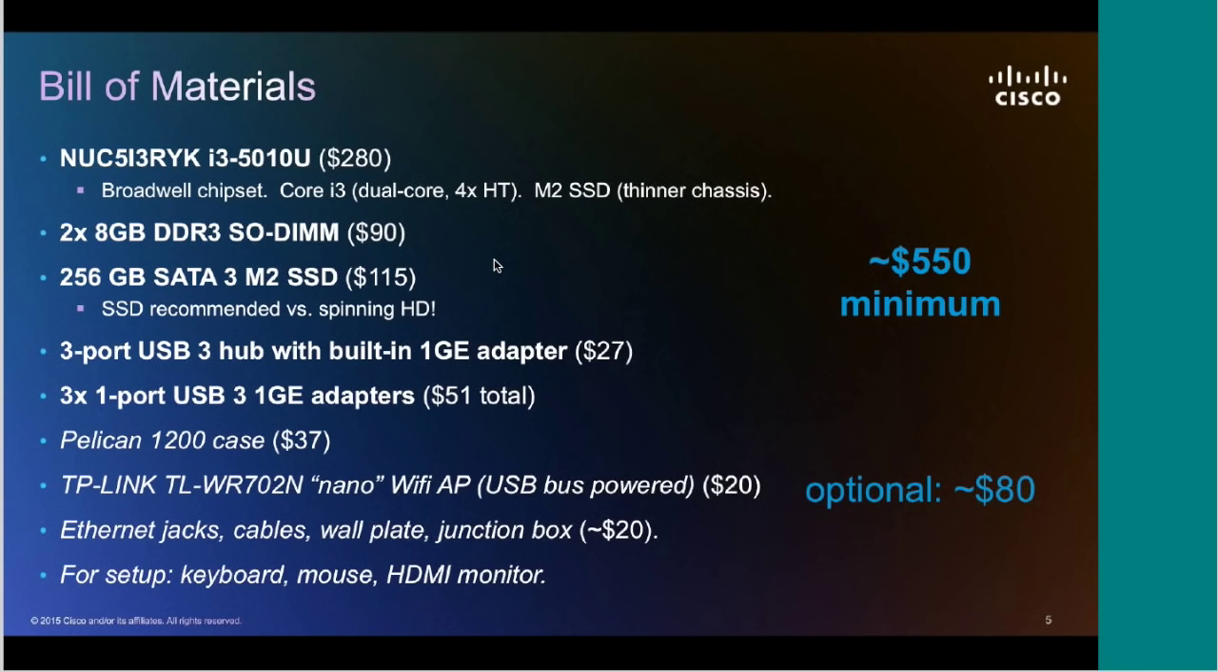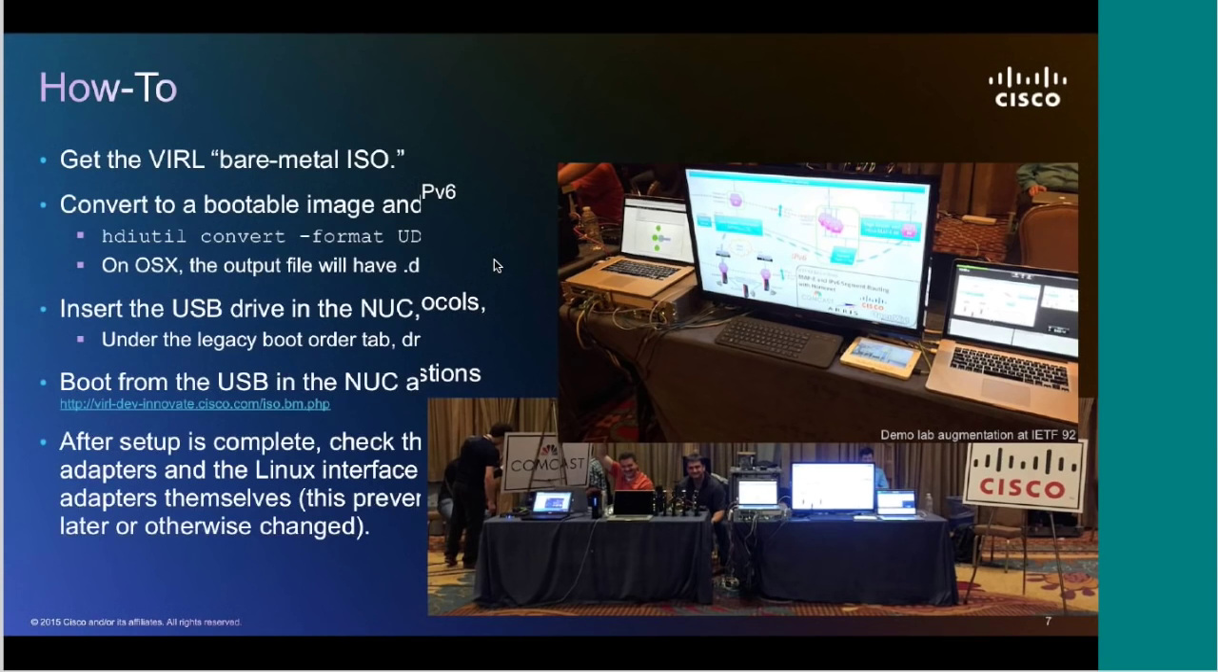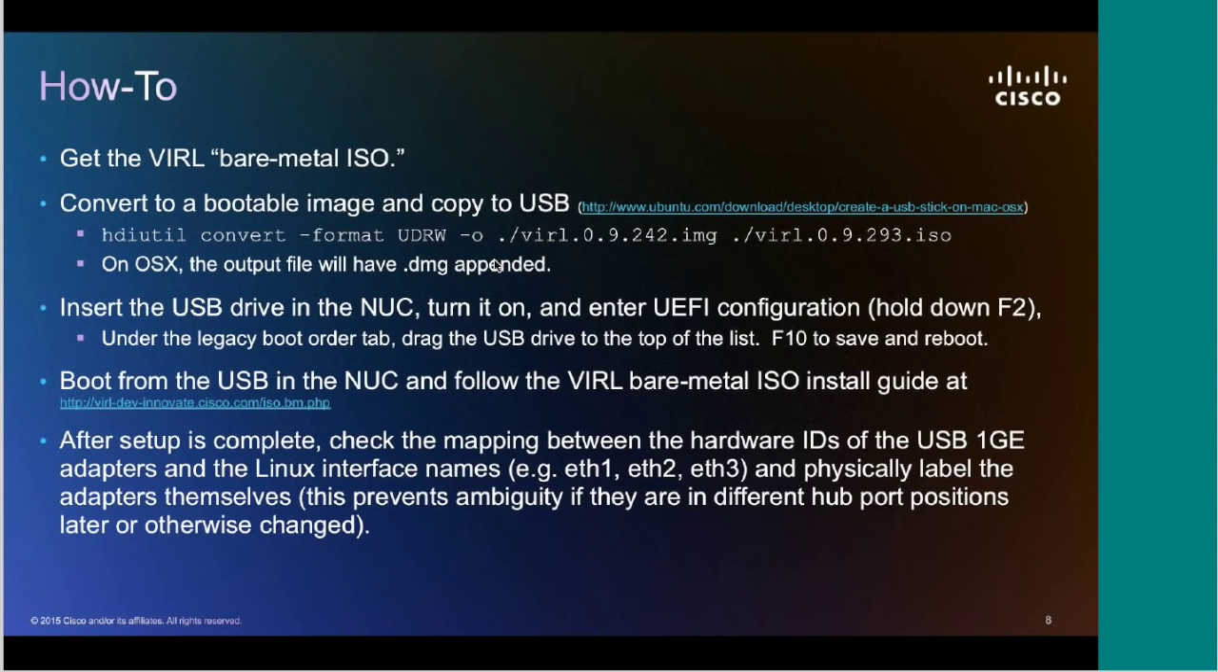One of the things you've shown here is using the bare metal installation, effectively taking the ISO, converting it into a USB bootable stick, and bringing that across. What about things like ESXi? Could you put ESXi onto a NUC and run virtual machines directly on there if you wanted to?